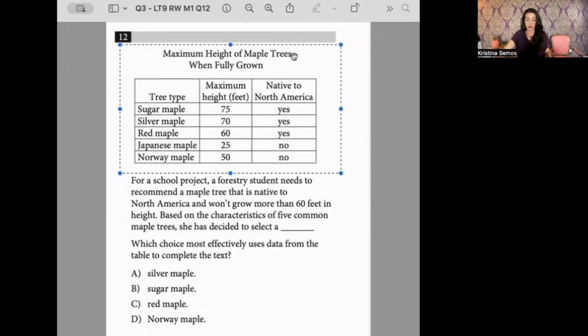maximum height of maple trees when fully grown. They have max height, native to North America, and tree type. Okay, so I'll pause here and you're going to answer this question. Write down your answer. This is your question number 3, and then we will reconvene and give answers at the end.